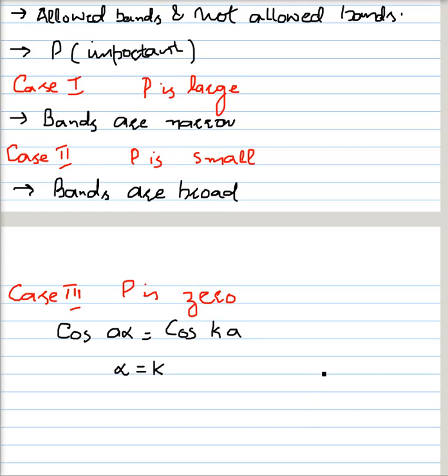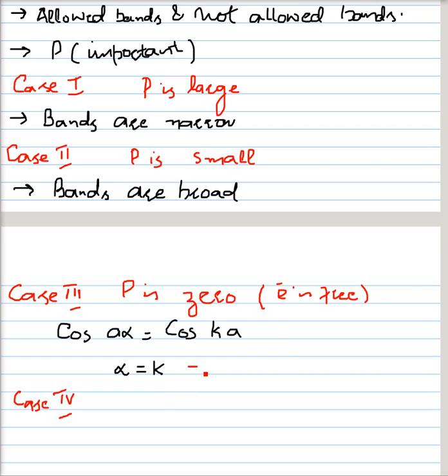So alpha equals k. Now let us take case fourth. Now when p is equivalent to 0, what does it mean? It means that there is no scattering power. So that means the electron is free. The electron is free, that is, no attraction of electrons to the ions in the crystal. So it is a free electron.